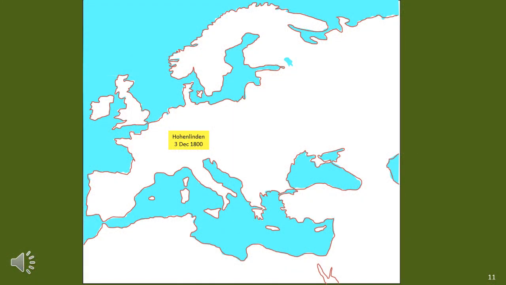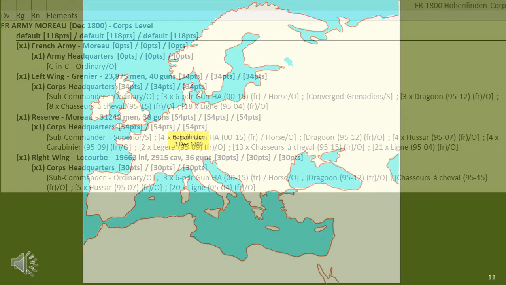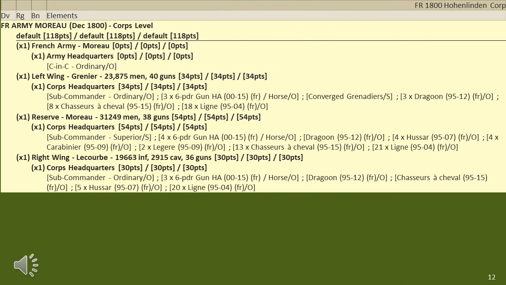Let's now move to the Battle of Hohenlinden, which occurred in December of 1800. Hohenlinden was a much larger battle than Marengo. This shows the entire French force. However, in this case, one of the wings, the right wing, was not available during the battle and will not be included in the graphical view of the force comparison.